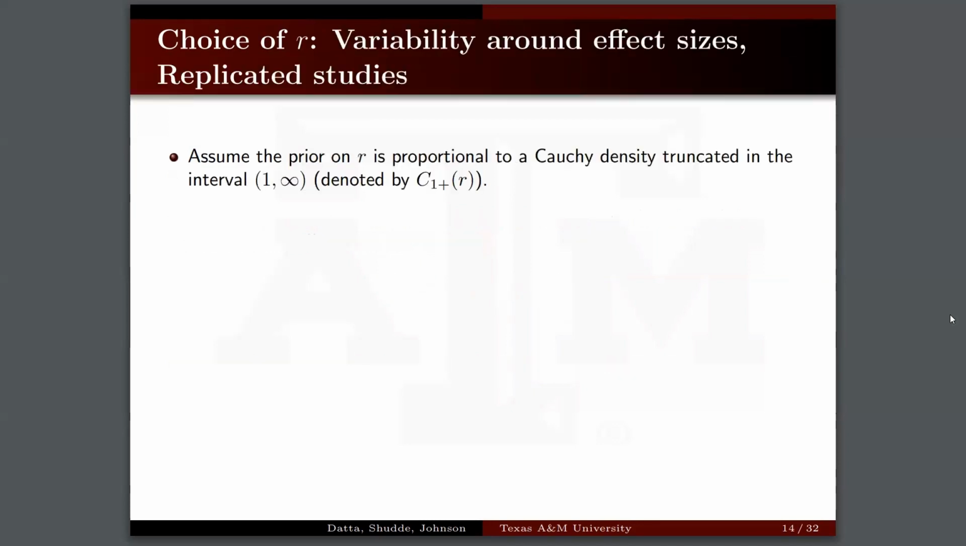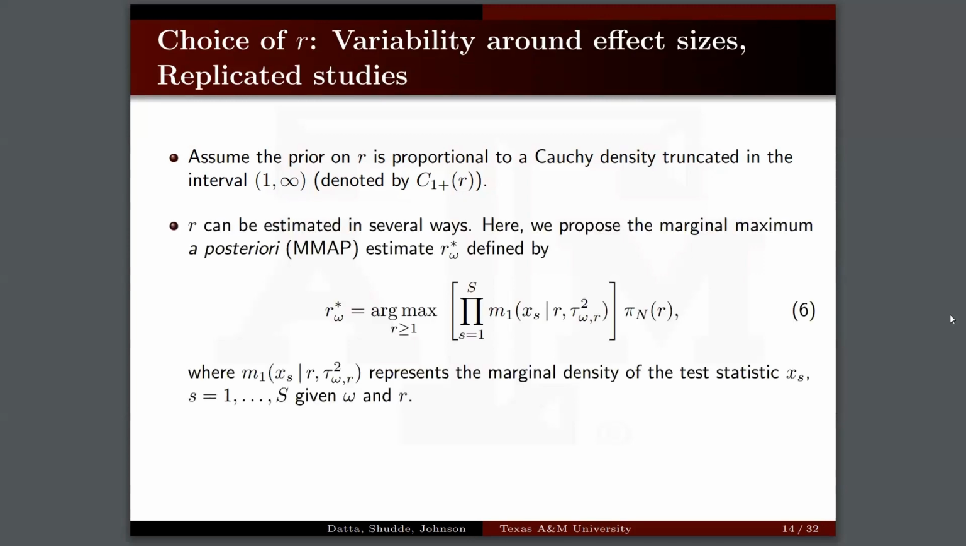Now, we still haven't considered the variability of the effect size. So when we have replicated studies, we reflect that variability into the hyperparameter R. We assume a fairly non-informative prior on R, assuming R to be greater than or equal to 1, say a truncated Cauchy density or a Jeffreys prior. And we consider the estimate of R to be the marginal maximum a posteriori estimate of R.